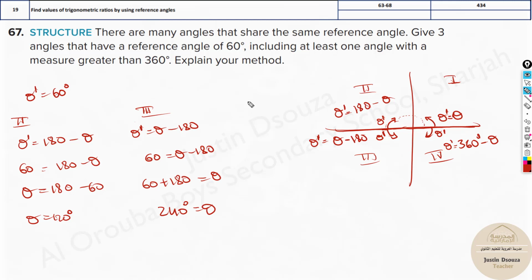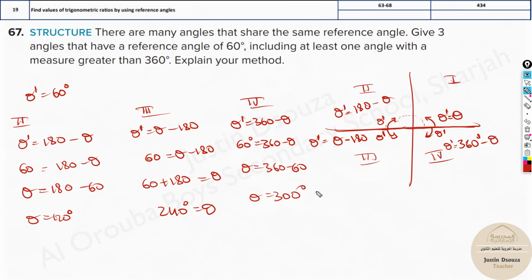Now the fourth quadrant, same thing. Theta dash is equal to 360 minus theta. We know it's 60 degrees equals 360 minus theta. Now we have to take this to the other side. Theta equals 360 minus 60 and theta is equal to 300 degrees. Now then, we have found all the quadrants, but they have told one must be greater than 360.